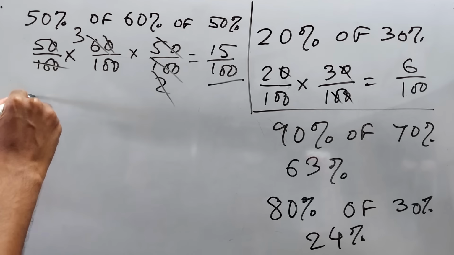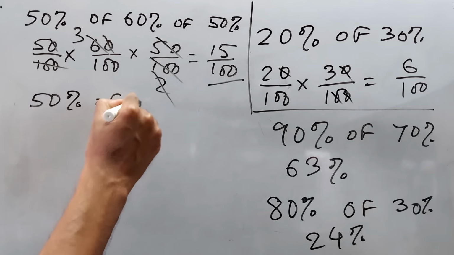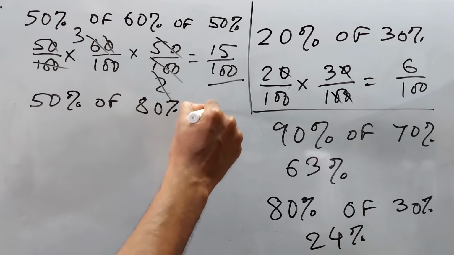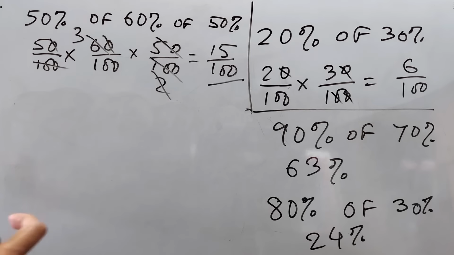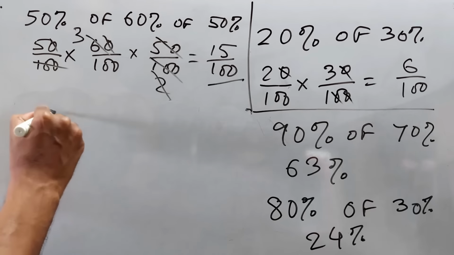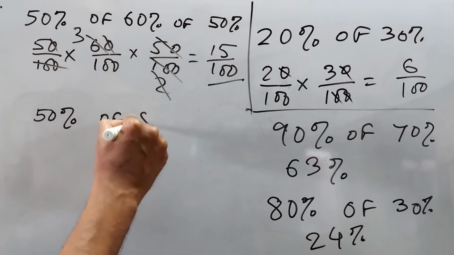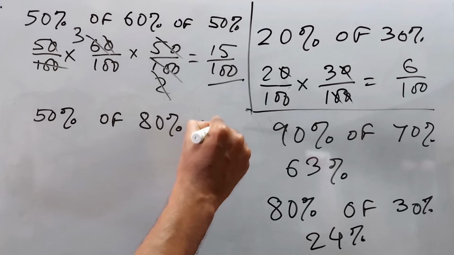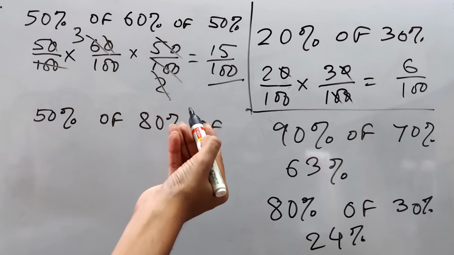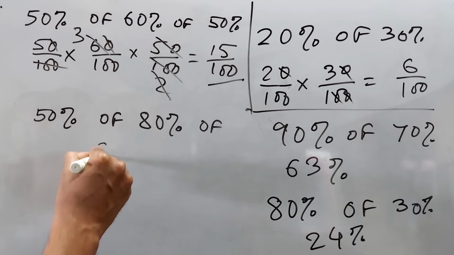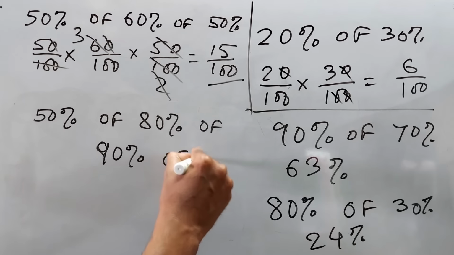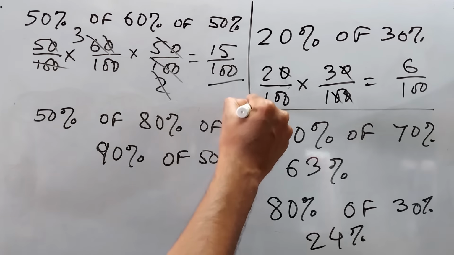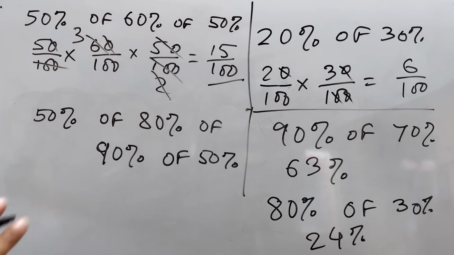Okay, one more thing, that is something like 50% of 80% of, again 50%. Write it in the comment box, I'll be waiting for your answer. Well, I'll give you a task here, a simple task, very easy. 50% of 80% of, okay, let's make it easier, of 90% of 50%. Can you make it? Damn easy, my friend. You just try it, write it in the comment box. I'll be waiting for your answer.